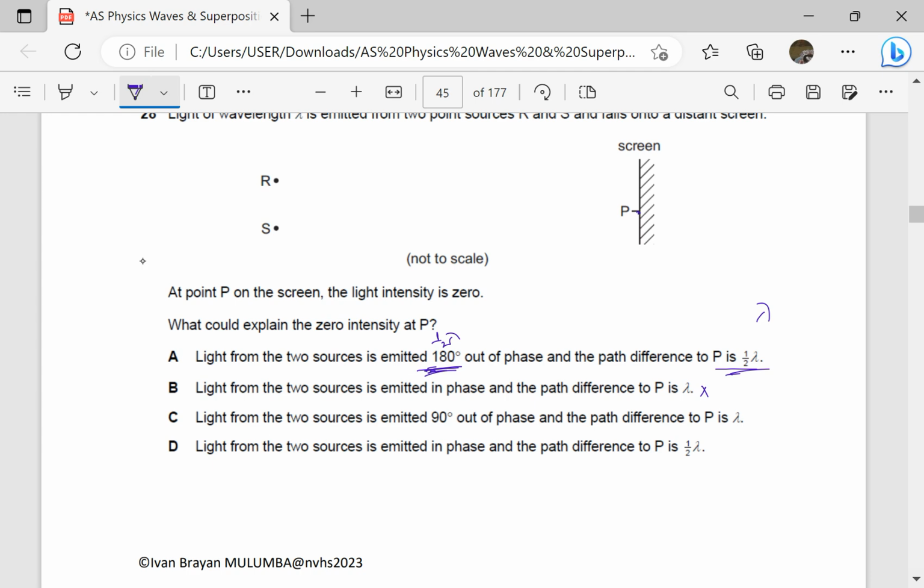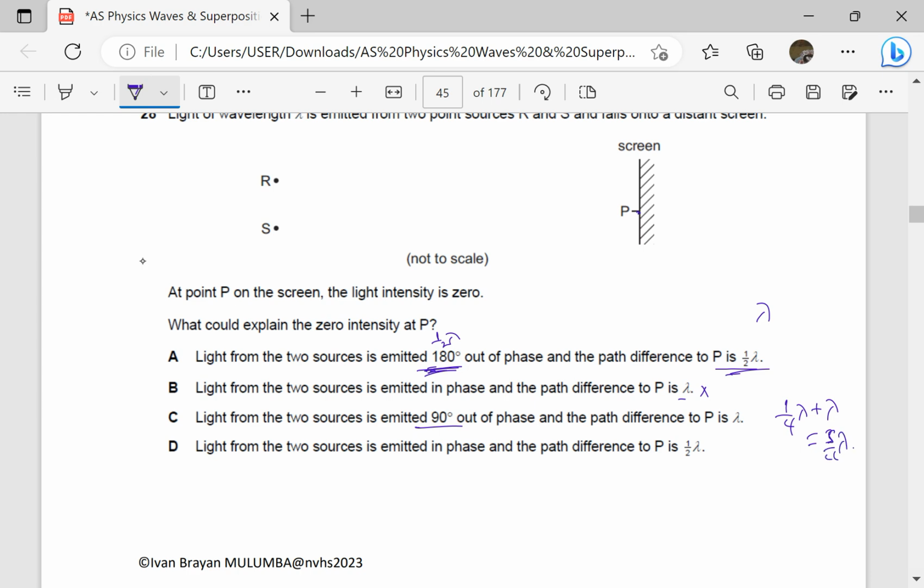Light from the two sources is emitted in phase and the path difference is lambda. That one is not possible. Light from the two sources is emitted 90 degrees out of phase, and the path difference to P is lambda. 90 degrees is a quarter of a cycle, then plus lambda, that is 3, no, it will be 5 over 4 lambda.